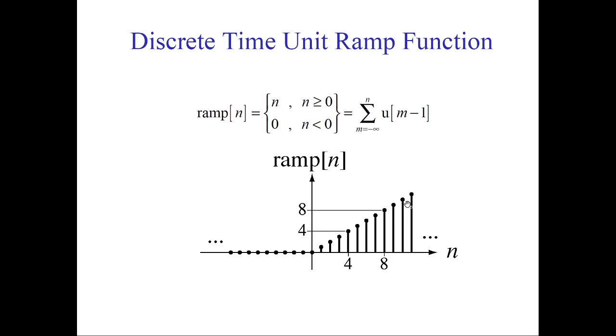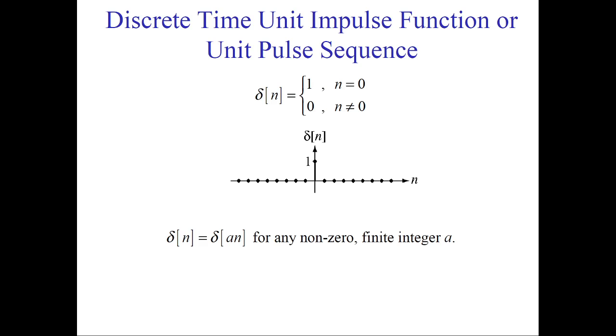Now the delta of n. For delta of n, its amplitude is 1 for n equal to 0. It is 0 for n not equal to 0. That is nothing but delta of n is present only at 0.